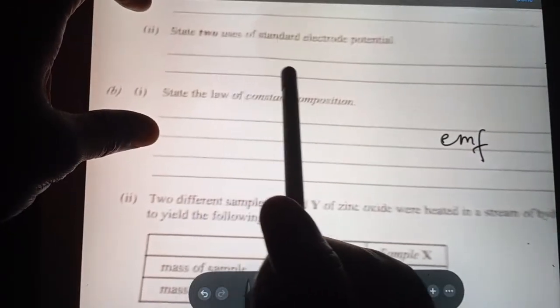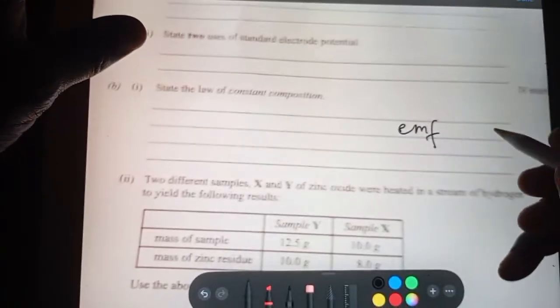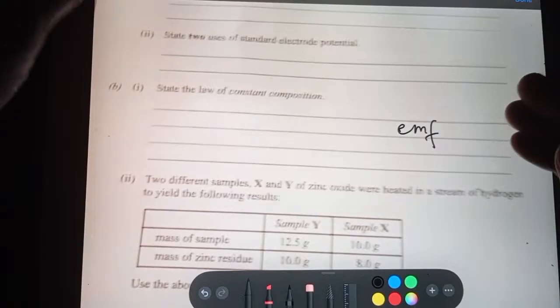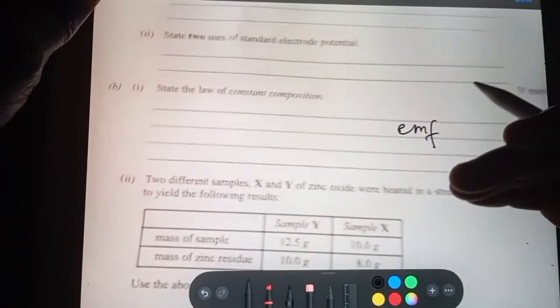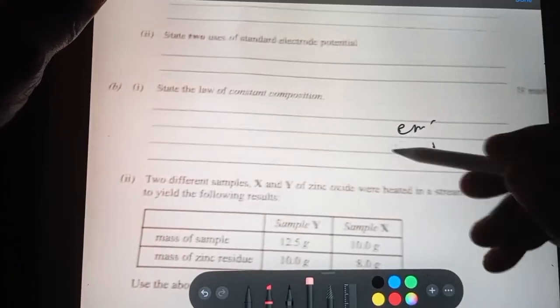They say state 2 uses of a standard electrode potential. It is applied in determining the EMF of a cell, a dry cell. And I said it is used to also determine the reactivity of metal and also the reduction potential of metal, which one has more reducing ability than the other, okay?